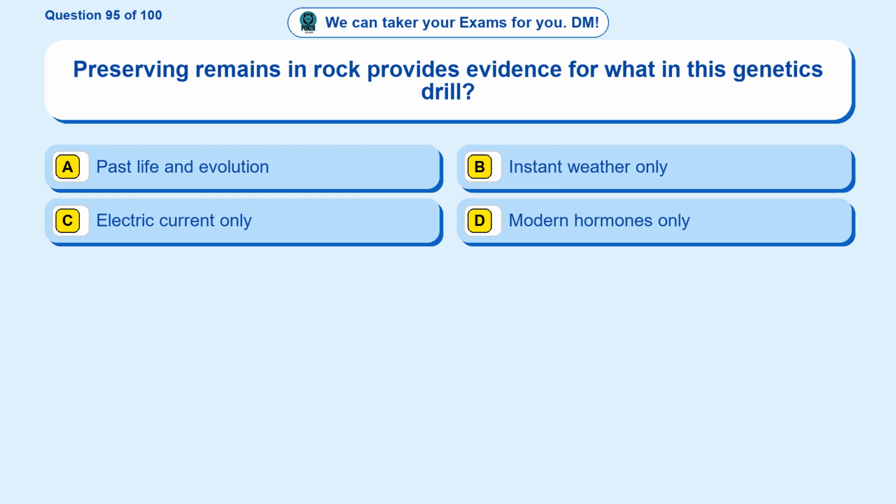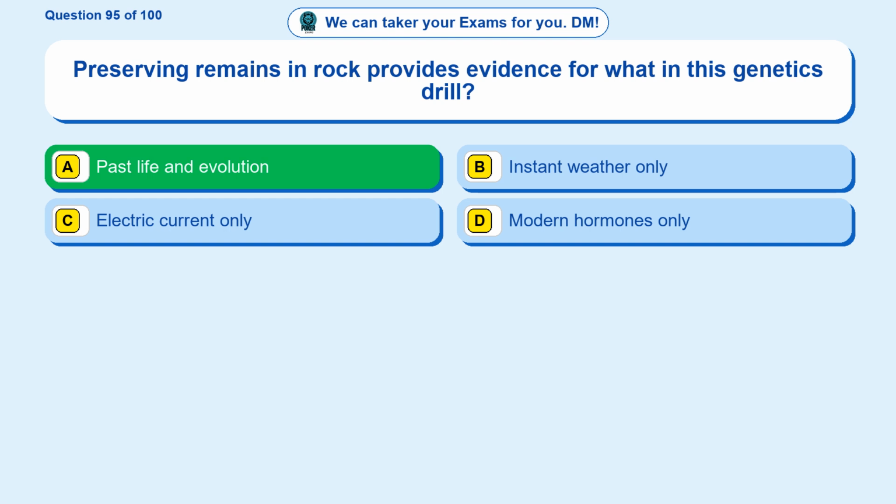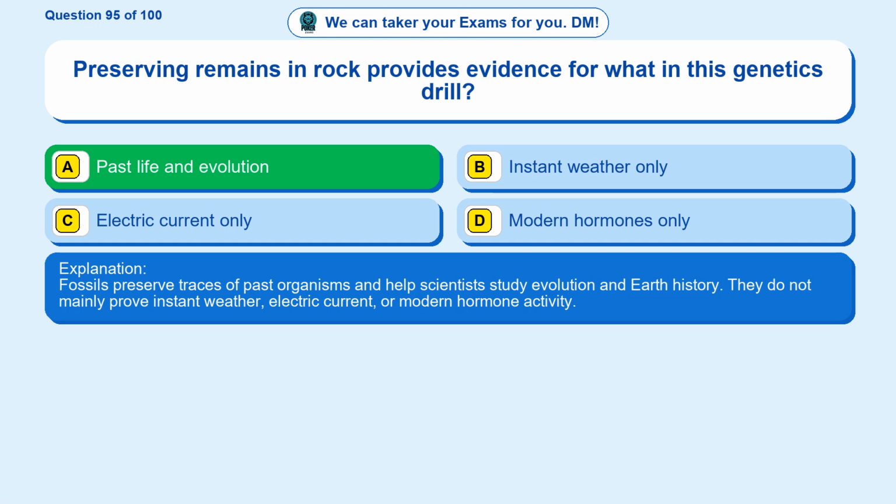Question 95. Preserving remains in rock provides evidence for what in this genetics drill? Option A, past life and evolution. Option B, instant weather only. Option C, electric current only. Option D, modern hormones only. The correct answer is option A. Past life and evolution. Fossils preserve traces of past organisms and help scientists study evolution and Earth history. They do not mainly prove instant weather, electric current, or modern hormone activity.